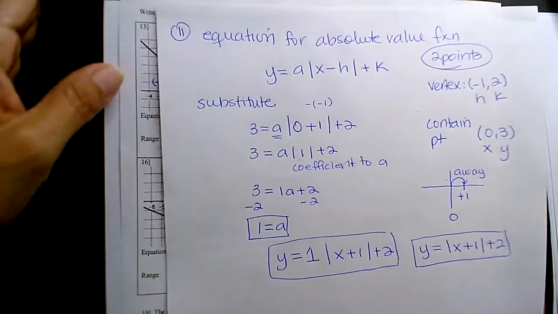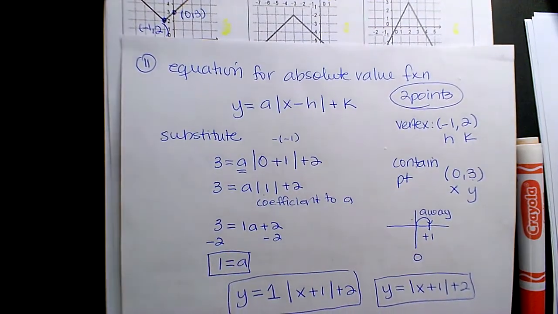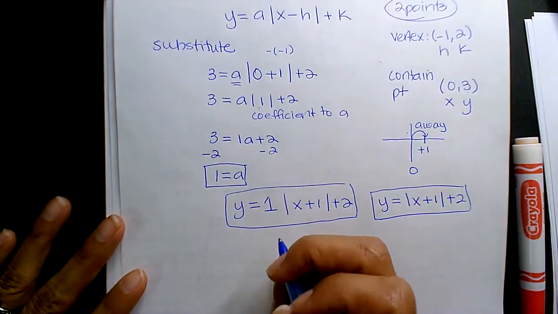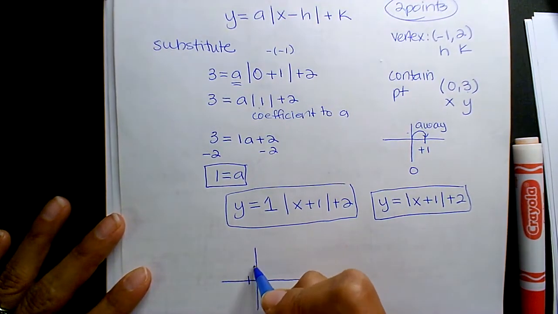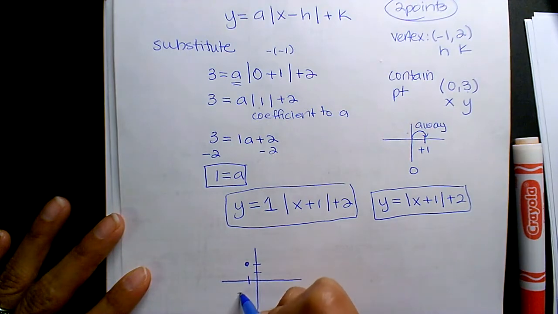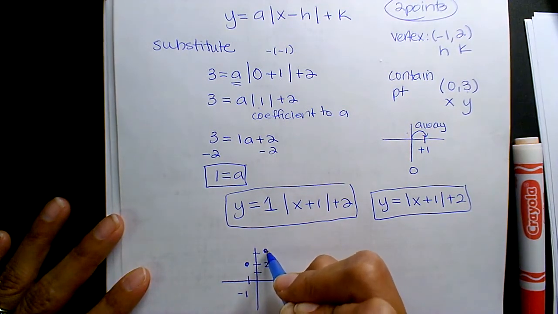If you look at your graph, -1, 2. And then 0, 3.